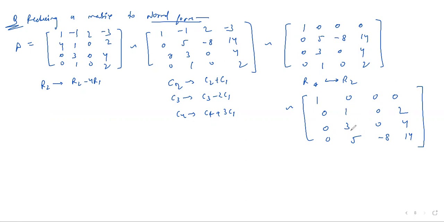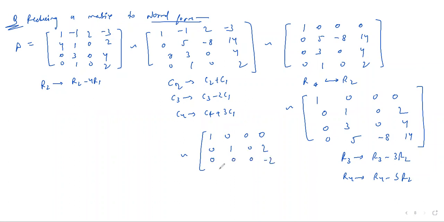Now with the help of this element we will make these two elements 0. Because we have to reduce it to the normal form, I'll just apply the transformation. So we'll apply in R3, that is R3 minus 3 R2, and in R4 we will apply R4 minus 5 R2, and then we got our matrix as 1 0 0 0, 0 1 0 2, and this will be 0 0 0, this will be minus 2, and 0 0, and 5 is minus 8, this will be minus 8, and this is 4.